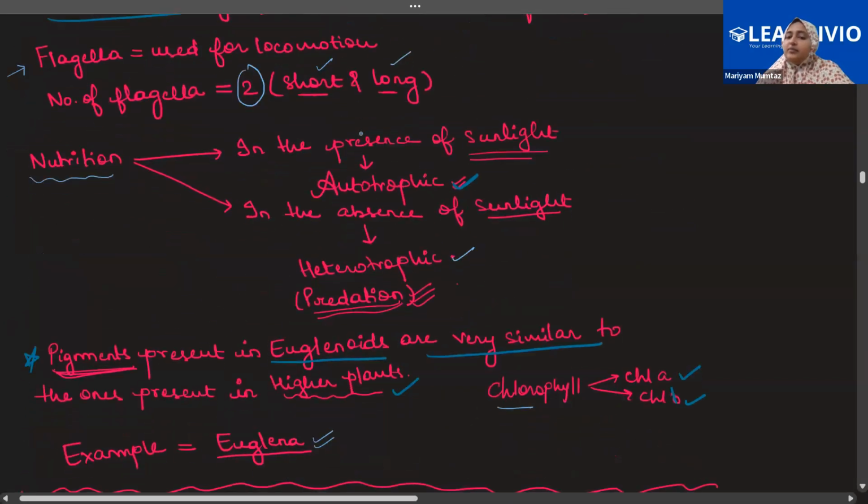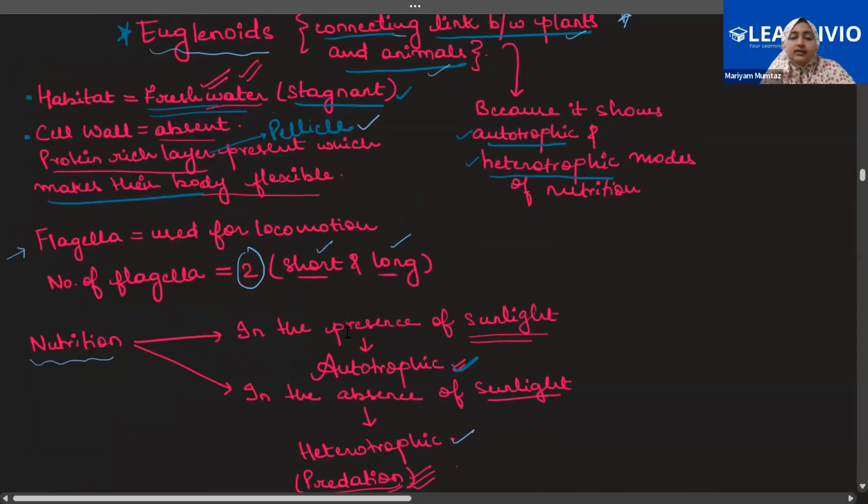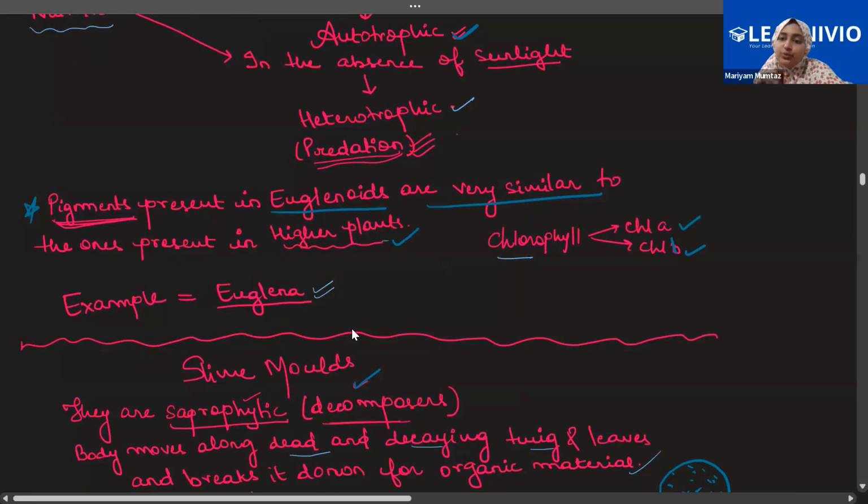Whenever sunlight is present, they can do the autotrophic mode of nutrition. When sunlight is absent, they do heterotrophic, and in heterotrophic, they are predators; they will eat the prey. The pigments present in euglenoids are very similar to the ones present in higher plants. That is why they can do the autotrophic mode of nutrition, because without chlorophyll, photosynthesis cannot happen. So, is euglena clear? The example of euglenoid is euglena.